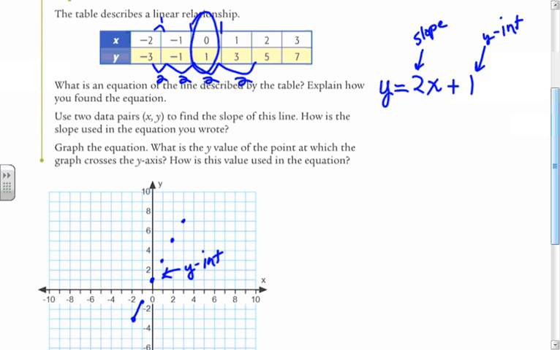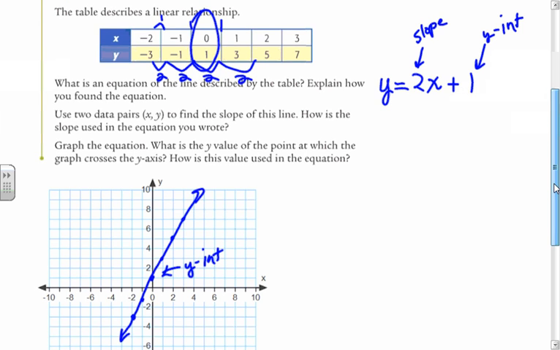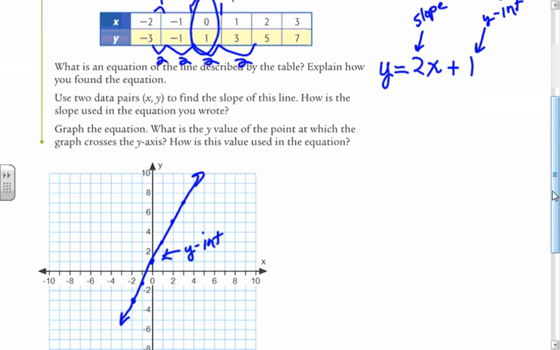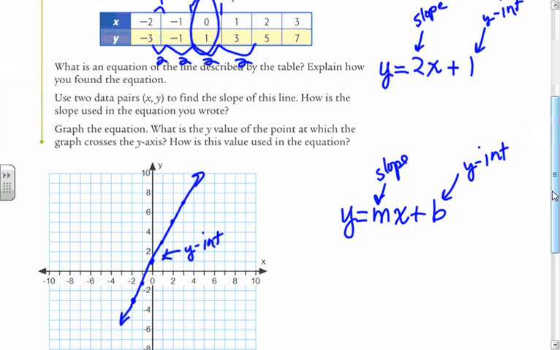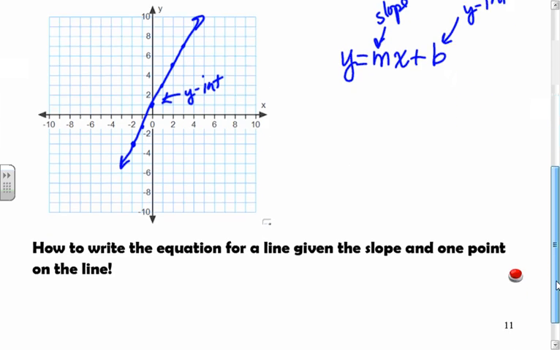Okay? So, we're going to learn how to write equations by finding those two things and plugging them into the equation. So the equation we're going to work with is this form, where m is the slope and b is the y-intercept. All right, so let's get into that.